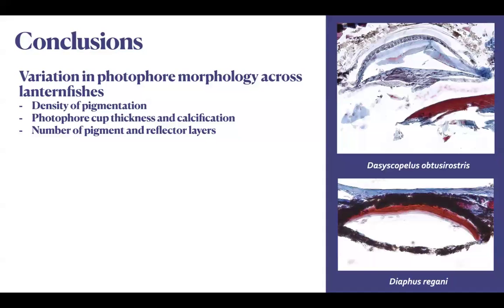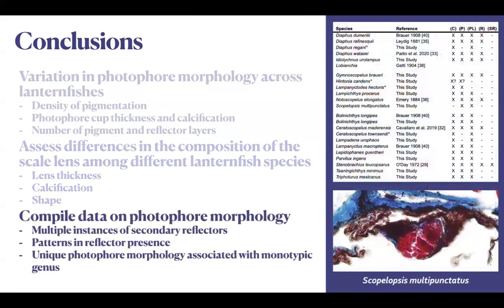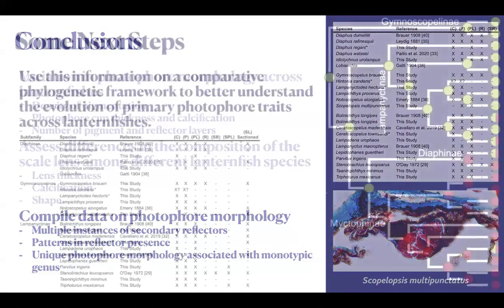So what did we find? Well, we found a lot of variation in density of pigmentation, in the photophore cup and thickness, calcification, and the number of reflective layers and pigment layers. We found a lot of differences in the thickness and the matrix makeup of these modified scale lenses, and also the shape. We also saw multiple instances of these secondary reflectors, including in at least one species where people had seen it beforehand. There are patterns in reflector presence, and there's a unique morphology, at least within Scopelopsis multipunctatus.